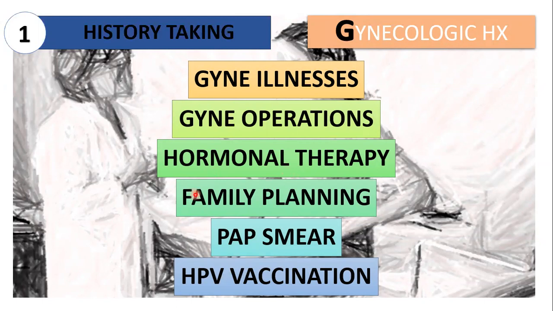And family planning, if the patient uses pills or condoms or any form of family planning, we should ask that, especially if they have an intrauterine device. And then if ever they had any pap smear before, and what is the result of that? Then lastly, if they were able to secure HPV vaccination. Okay.